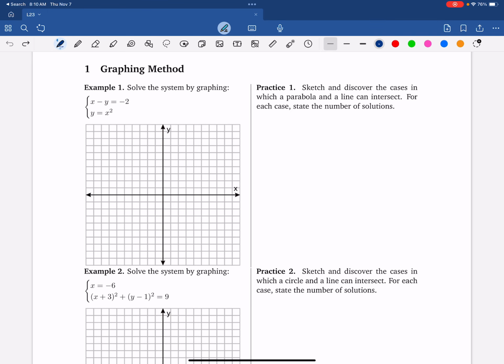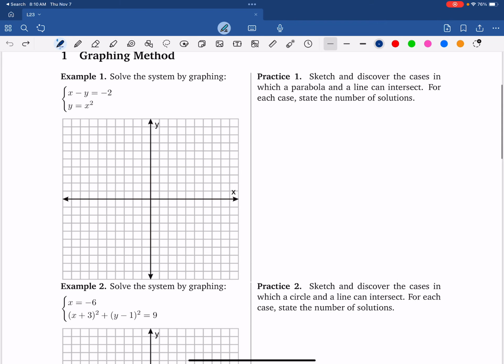The graphing method requires you to graph the two equations. So let's look at these two equations. The first equation is x minus y equals -2. This will be a linear equation, which means the graph will be a line. All right, so if we graph this, we know it's going to be a line. And to graph a line, 2 points determine a line. So let's actually graph the line.